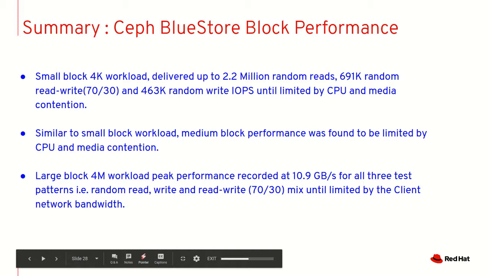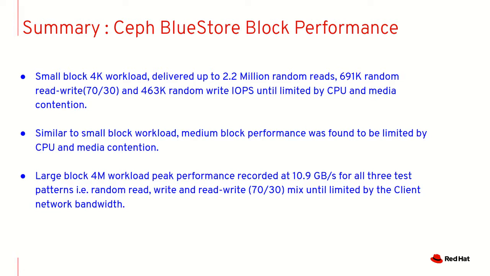Here is a quick summary of episode 3. With the small block workloads, we can deliver a huge number of IOPS with very low latencies, and our tests were limited by CPU and media contention. Similar to small block workloads, with medium block sizes we found that the limit was the CPU and also the media. And with large block workloads with 4 meg, we were limited by the client network bandwidth. So we were only able to achieve around 10 gigabytes of throughput.